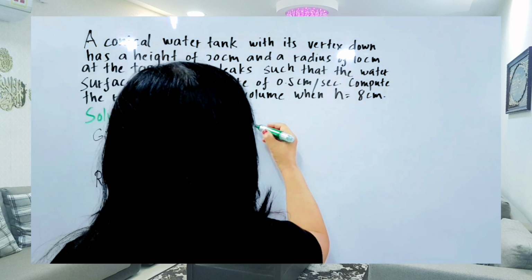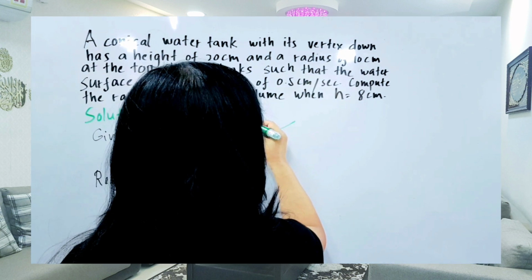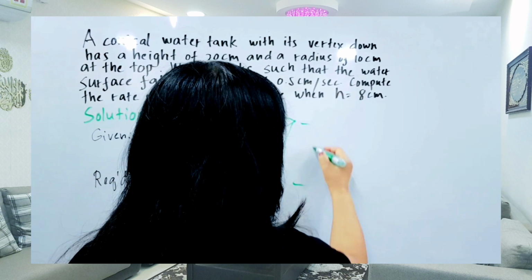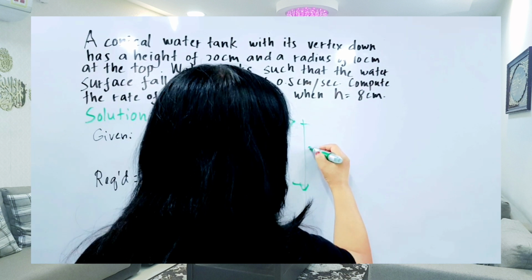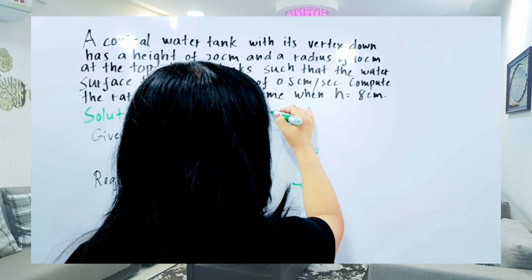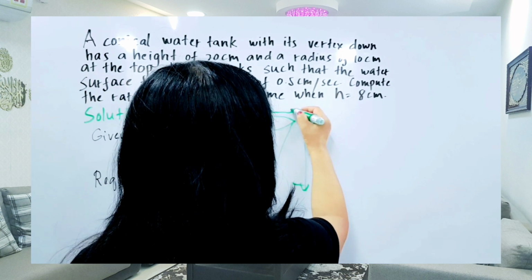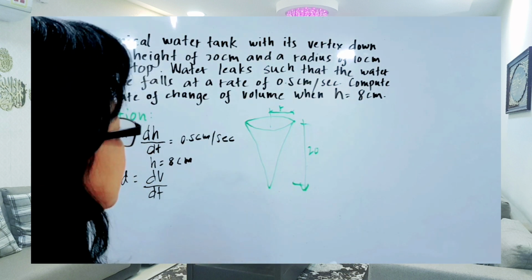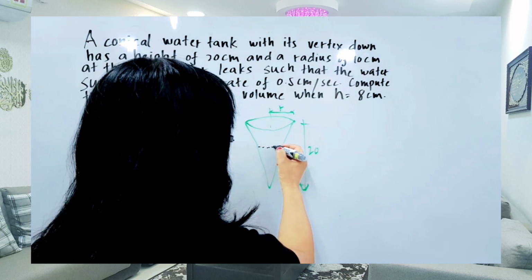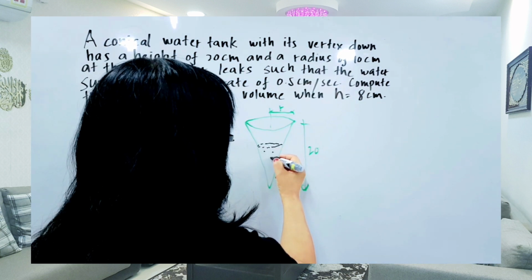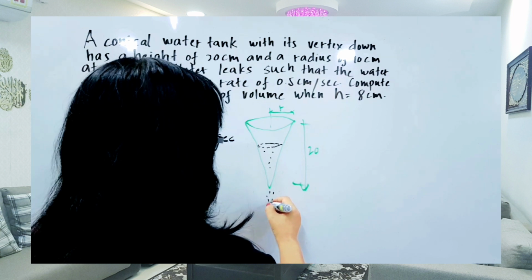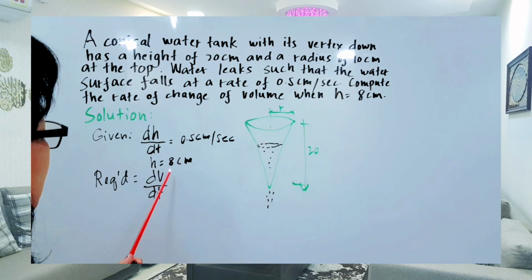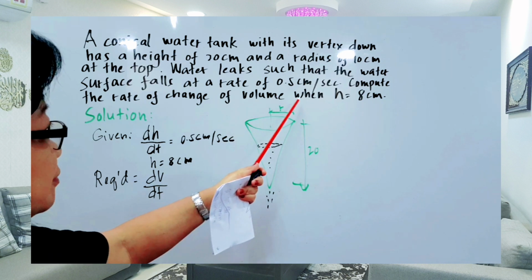Gawa tayo ng sketch ng conical water tank, cone, sa tank. This is the height, 20, and this is the radius, and then there is a water. There's a water inside. Tapos naglilik yung ano. So, the rate of change of the height with respect to the time is equal to 0.5 cm.